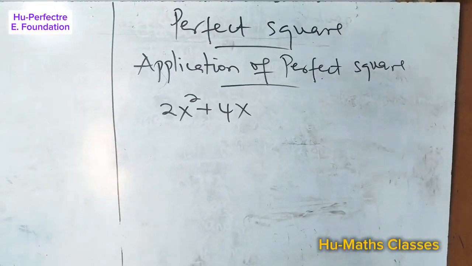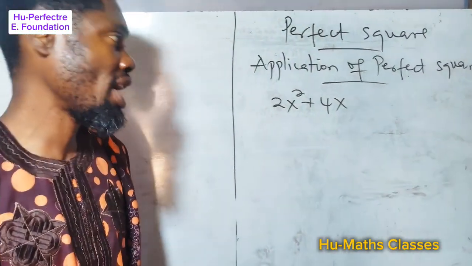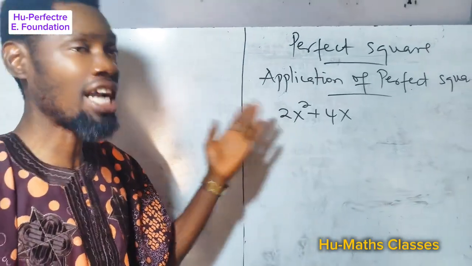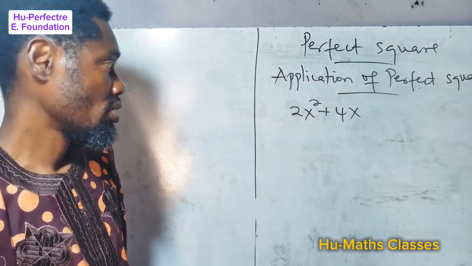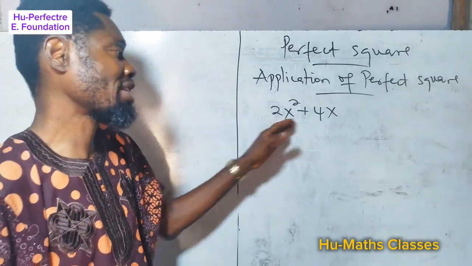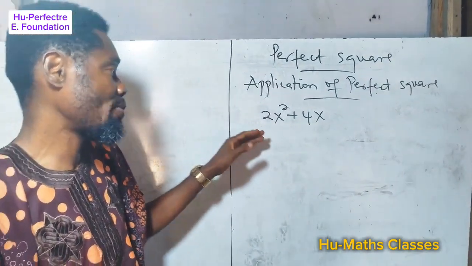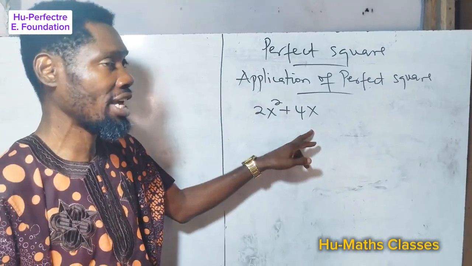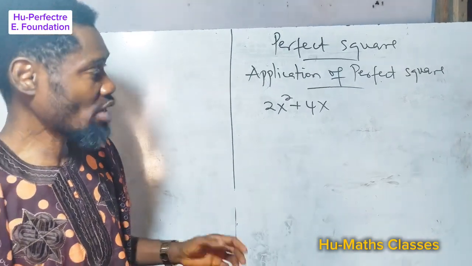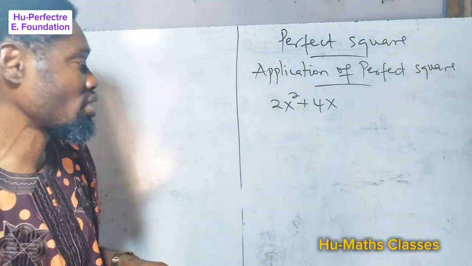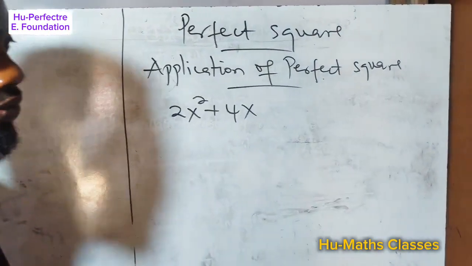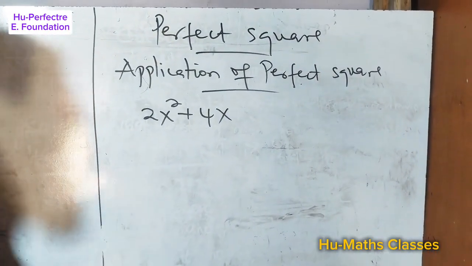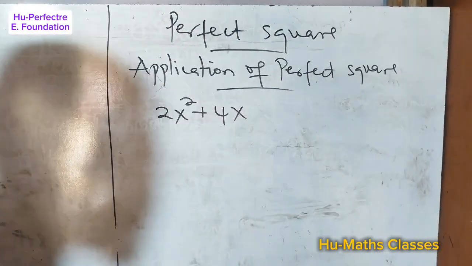Okay, let's look at the application of perfect squares today in our quadratic expressions. We were asked to express 2x to the power 2 plus 4x as a perfect square. How do we go about that? Let's start going through that carefully. I would like you to pay proper attention to understand the steps involved in trying to perfect a particular square that has to do with quadratic problems.